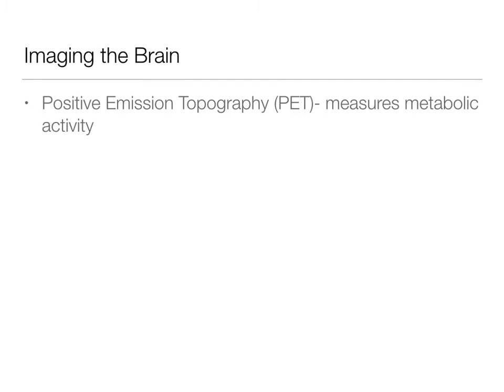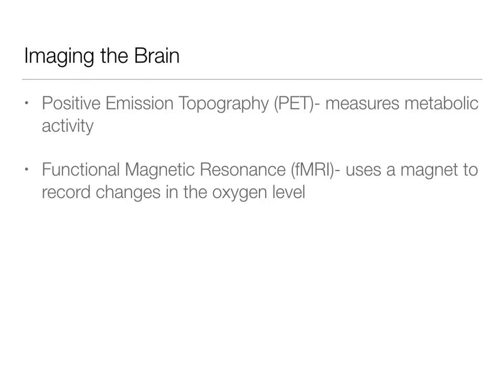PET scans are not good on timing. We don't get good information on how quick processing is happening because of that kind of radioactive isotope and how it's processed. Our best pictures really come from fMRIs, though, and this is using a magnet to record changes in the oxygen levels in the brain.